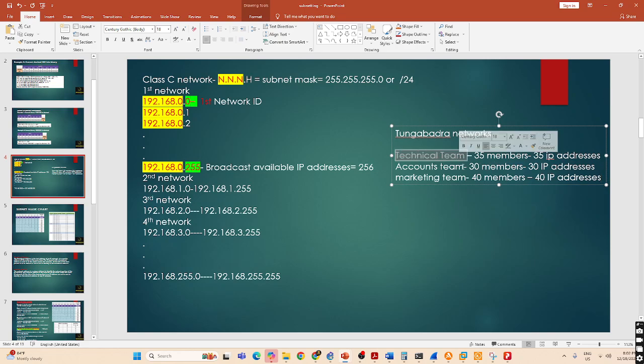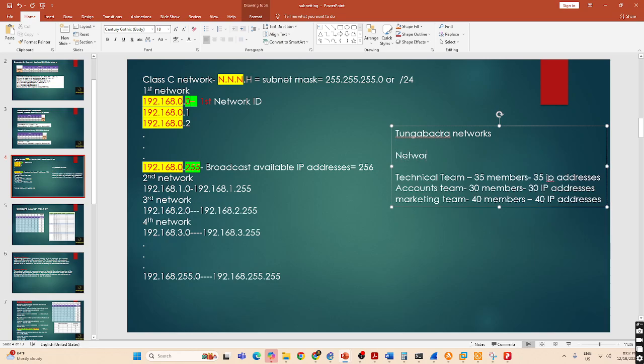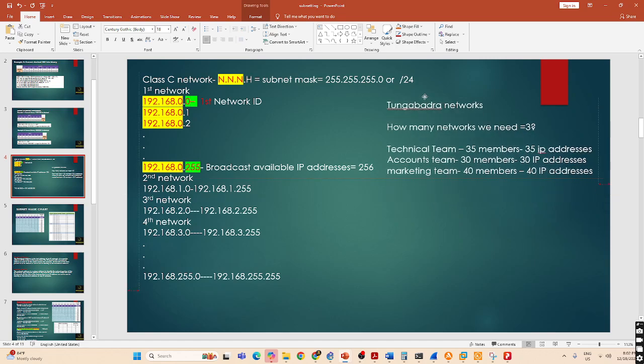And how many networks here? There are 3 different teams, right? How many networks do I need? 3. Networks requirement. How many networks do we need? 3 networks. Everyone, is it clear?